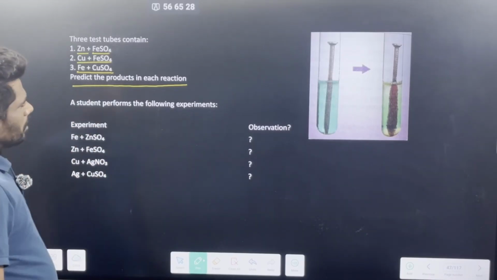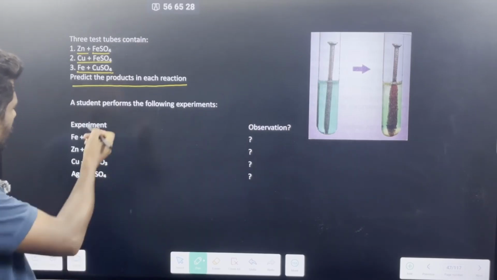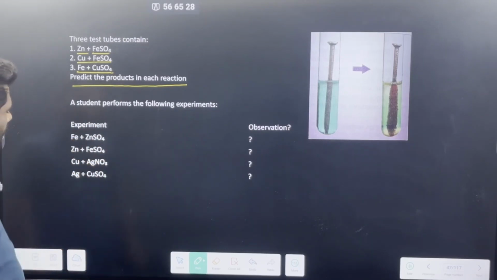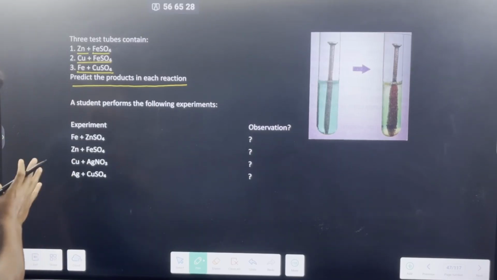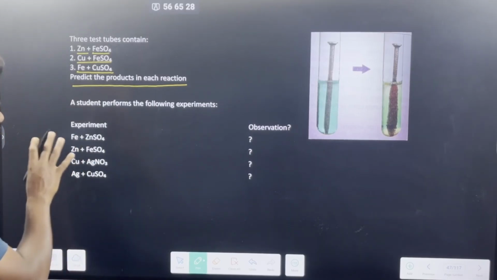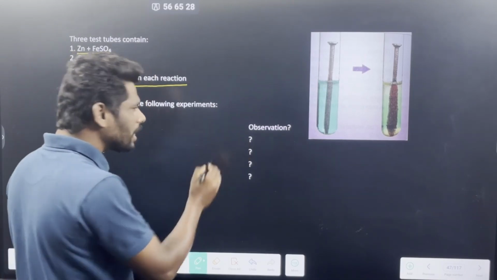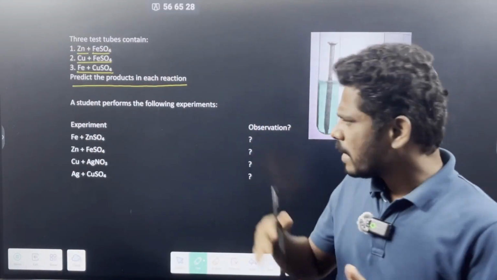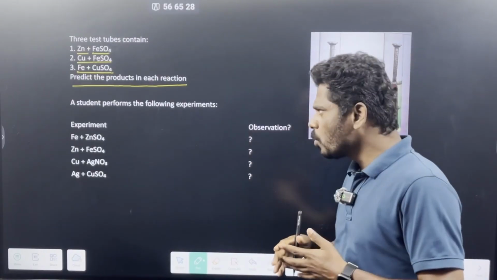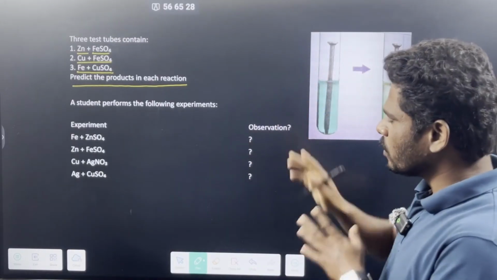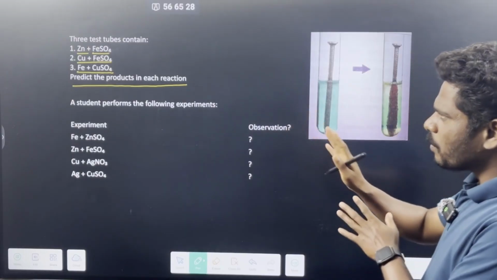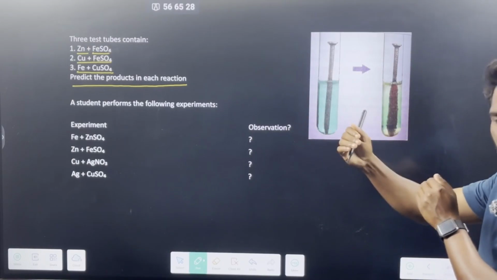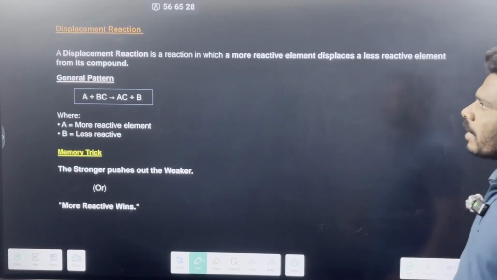A student performs the following experiments. See, look at the experiments. Iron plus zinc sulfate, zinc plus iron sulfate, copper plus silver nitrate, silver plus copper sulfate. These are the experiments. What is the observation in each case? That is simple. Whether a change in color happens or something is deposited on the metal which we used. Those are the observations. You can answer these questions. So to answer these kinds of questions, you might have got an idea. We need to understand a special kind of reaction called displacement reaction.